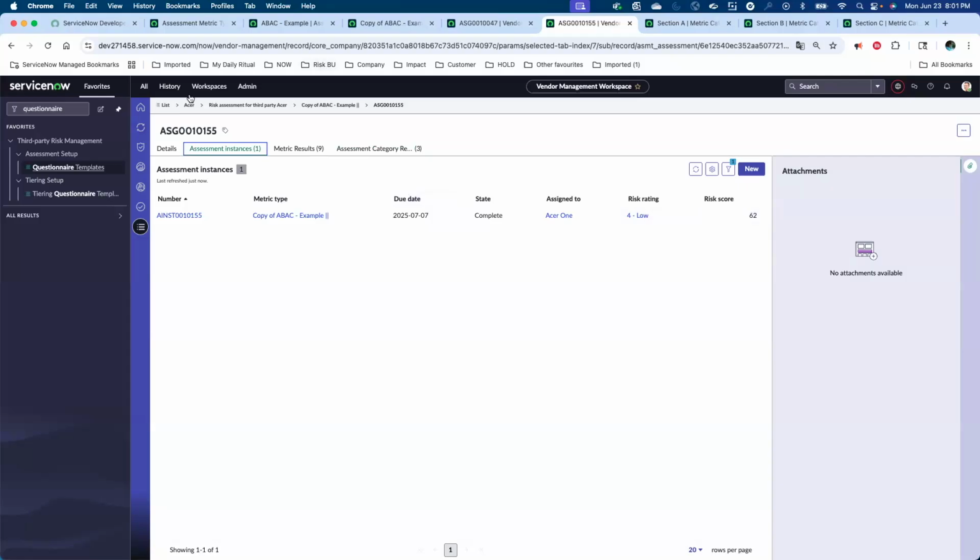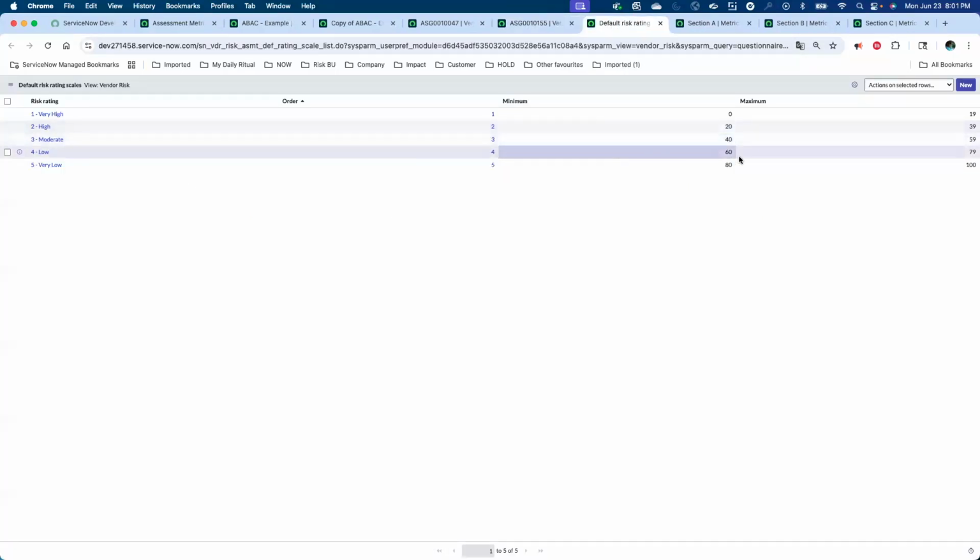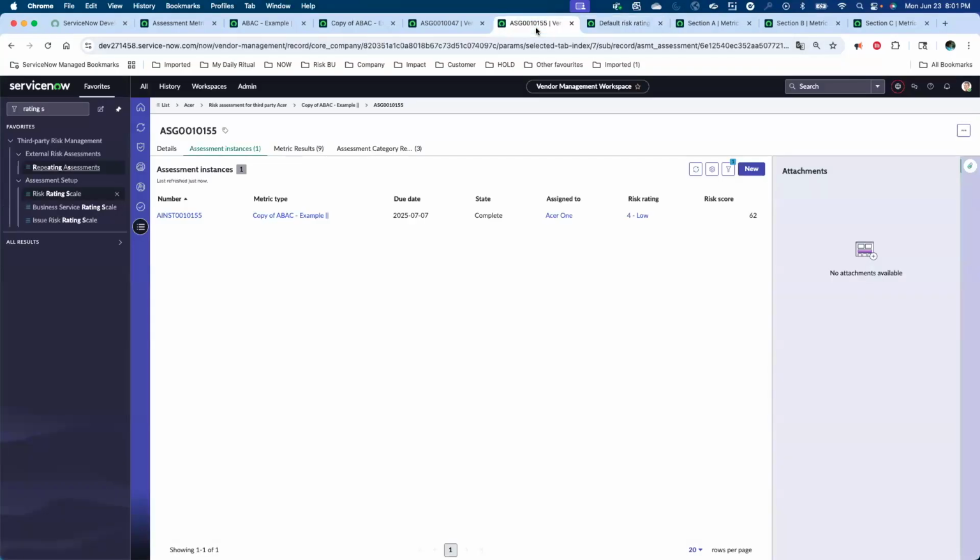And now if you go back to the risk rating scale, and we look at 62, it would fall between 60 and 79. That should be 4 low, and that is what the rating of the assessment is.